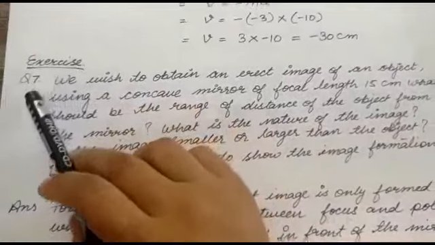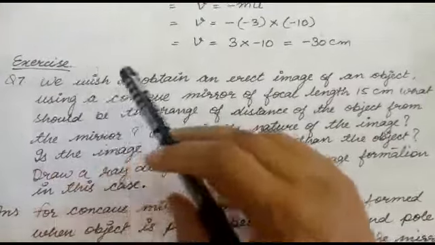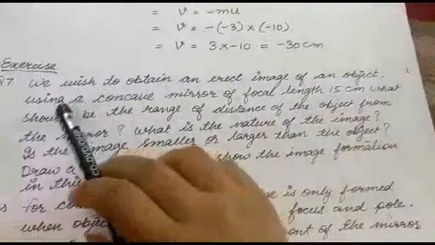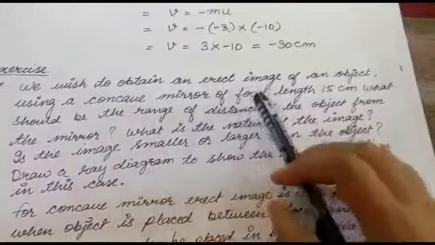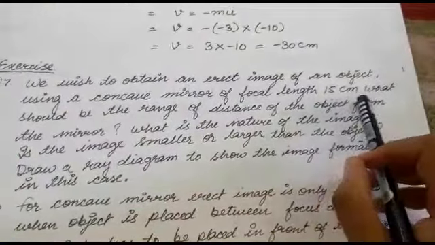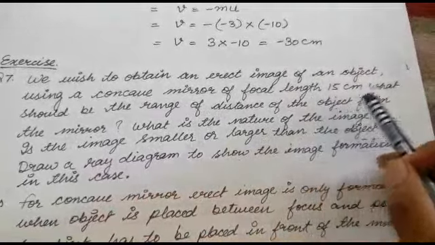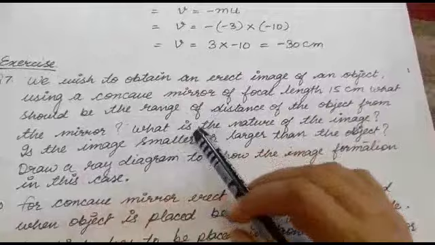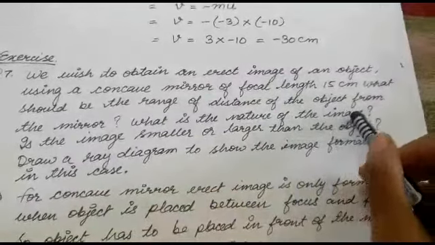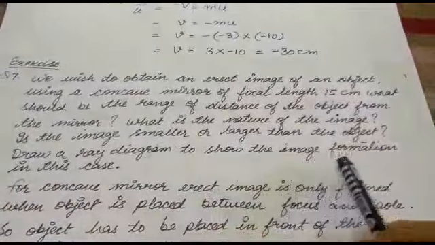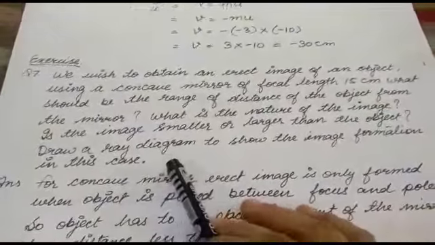Now from the exercise, this is question number 7. We wish to obtain an erect image of an object using a concave mirror of focal length 15 centimeter. What should be the range of distance of the object from the mirror? What is the nature of the image? Is the image smaller or larger than the object? Draw a ray diagram to show the image formation in this case.